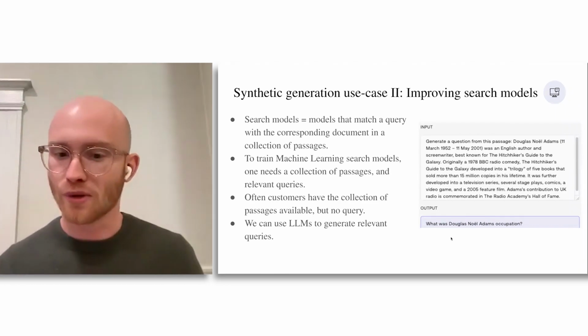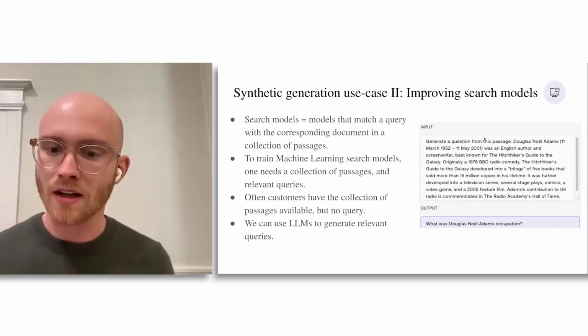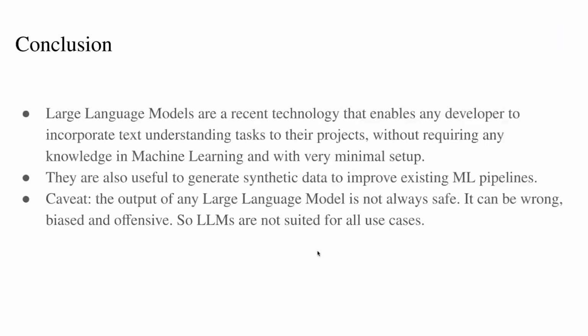So here I give a very simple example where I took a passage from Wikipedia and I just asked my large language model to generate a question out of this passage. For an e-commerce website, you could do that by giving as input a description of a product and, as output, asking the model to generate a query for this description. So that was all the use cases I wanted to talk about.